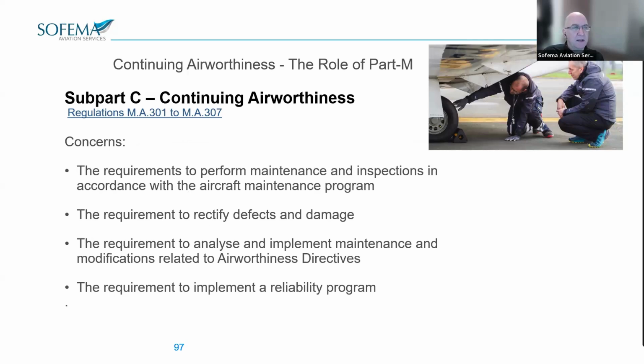Subpart C is all about continuing airworthiness and concerns the requirements to perform maintenance and inspections in accordance with the aircraft maintenance program. Secondly, the requirement to rectify defects and damage occurring in service, and the requirement to analyse and implement maintenance and modifications related to airworthiness directives. Lastly, the requirement to measure the effectiveness of the maintenance program by implementing a reliability program.